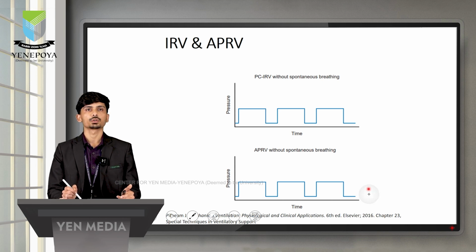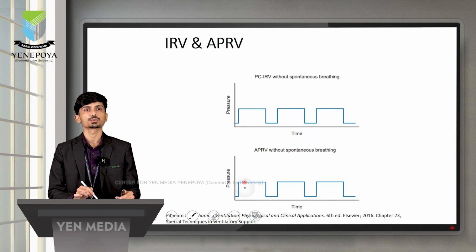And here, this is the second graph, which is of APRV mode, but in the absence of spontaneous breathing. And you see that there is no difference between these two graphs. In the pressure control inverse ratio ventilation, let's say the patient has started inhalation, the pressure will rise, inhalation is sustained and the patient exhales for a short period of time, again the patient inhales, the inhalation will go on, the patient exhales. The inhalation is for a longer period of time, exhalation is for a short period of time, and this will continue. If you compare that graph with the APRV, here also it's exactly the same, there is no difference in the absence of spontaneous ventilation.